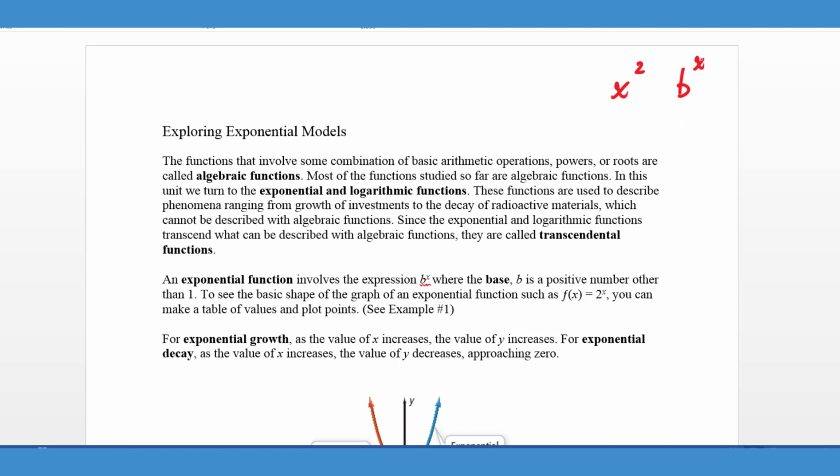So the b represents the base of the exponential function. So we could have something like 2 to the x power. If we wrote this in function form, it would be an exponential function. Now, keep in mind, whatever value is being raised to the exponent, that is the base. And so we would work off of that.